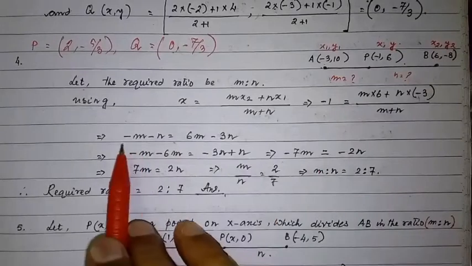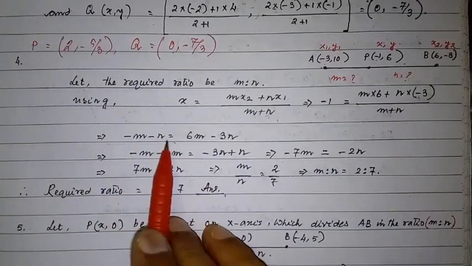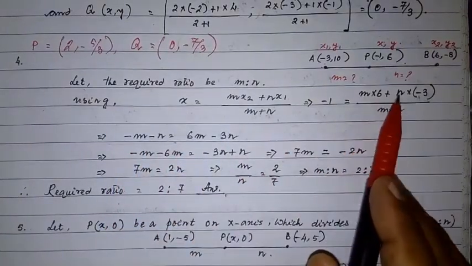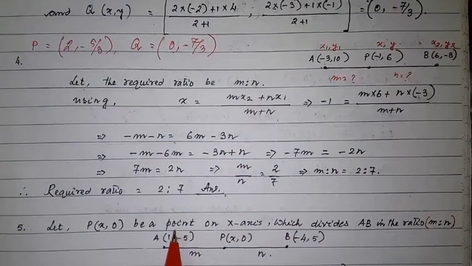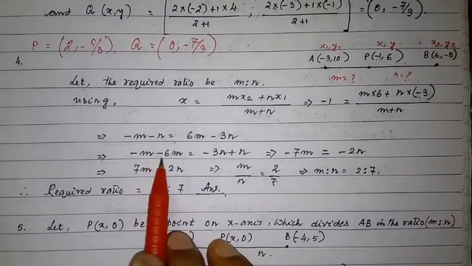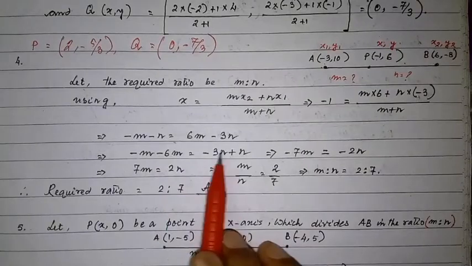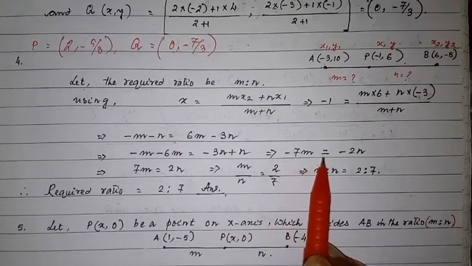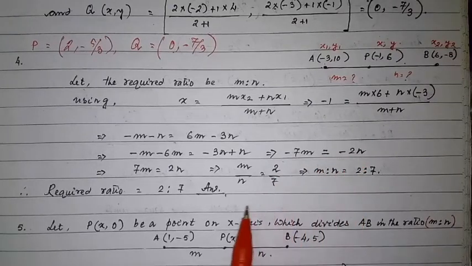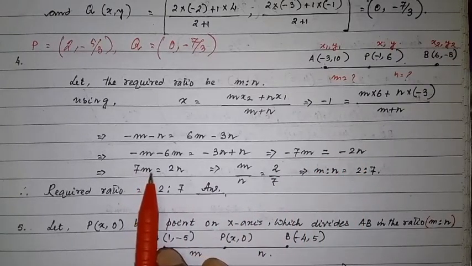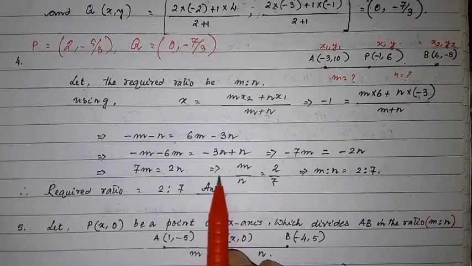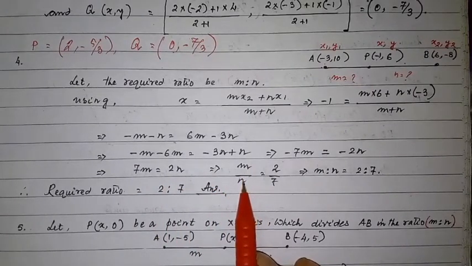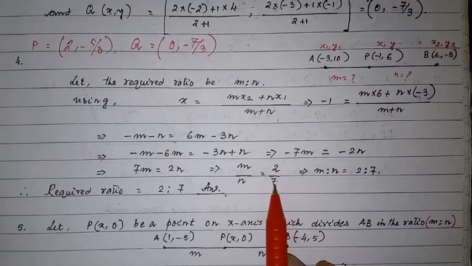Now cross multiplication: minus m minus n is equal to 6m minus 3n. That is, minus m minus 6m is equal to minus 3n plus n. That is minus 7m is equal to minus 2n. This implies 7m is equal to 2n. This implies m by n is equal to 2 by 7.